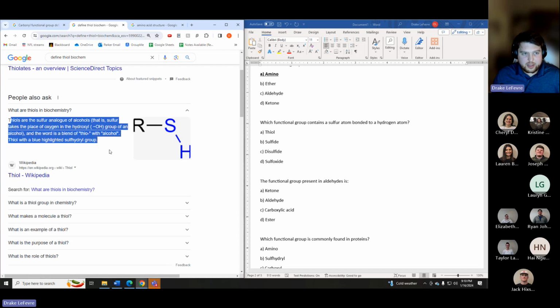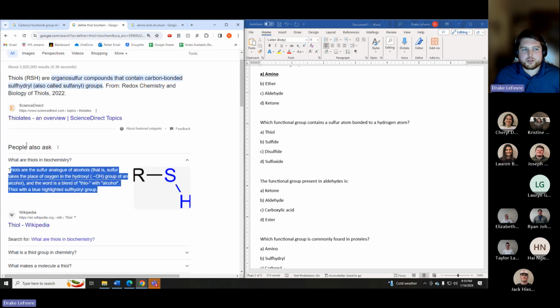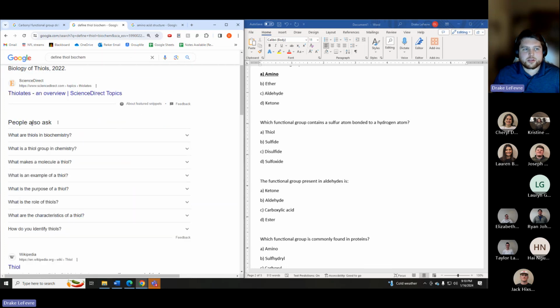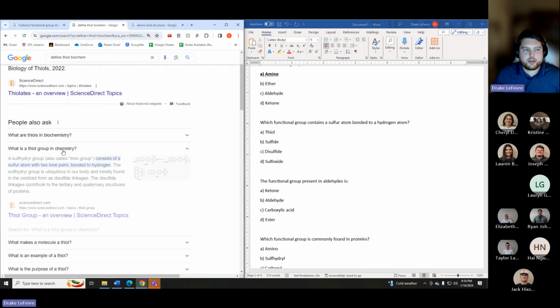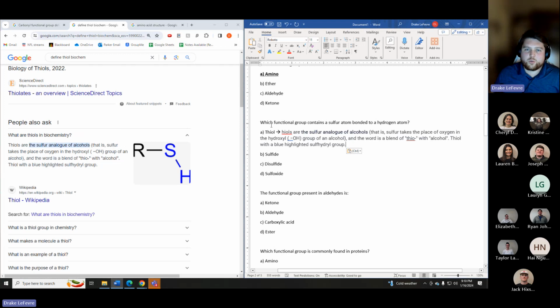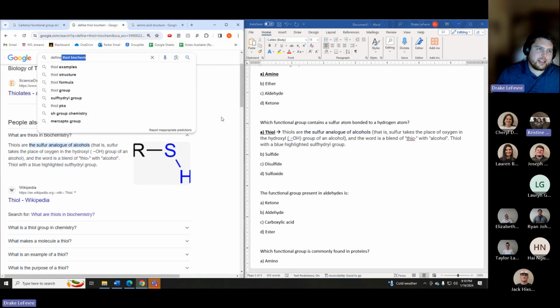Beautiful. I found it. If this top one doesn't make sense, the People Also Ask is a great place to look. These tend to have a little bit more clear definitions. So we look at our question: which functional group contains a sulfur atom bonded to a hydrogen atom? Bam. Thiol. Do we stop there, though? Nope.